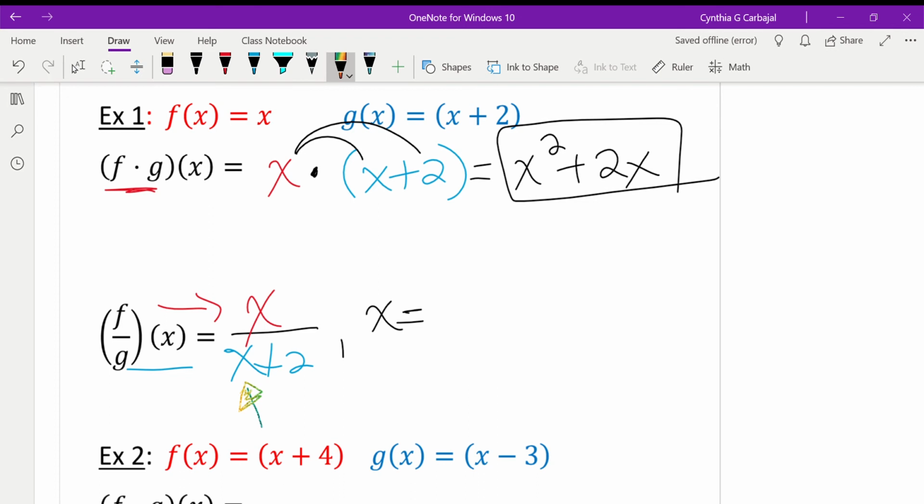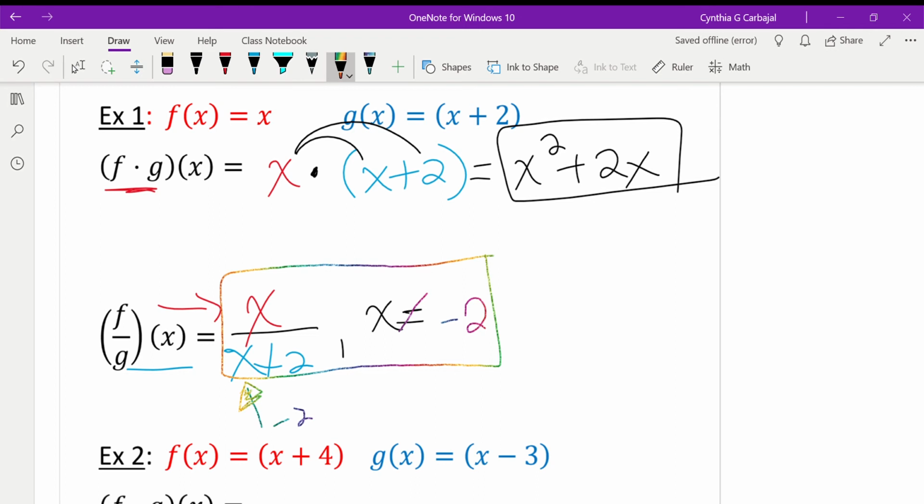No? Well, it would be negative 2. You see that? X cannot equal negative 2. Why? Oh, actually, my whole answer is everything. X cannot equal negative 2 because negative 2 plus 2 gives me 0 in the denominator. So that is my restriction. So this would be my answer.